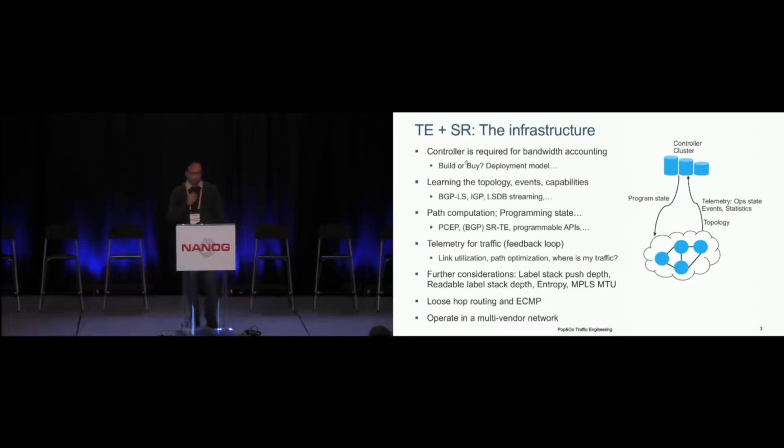Since we share labels across the middle of the network, the idea of a label belonging to a particular path goes away. There are other considerations that the controller has to consider. One is the label stack push depth. If you want to push a stack of labels, the controller has to know how many labels the box can push. That's a very vital piece of information.